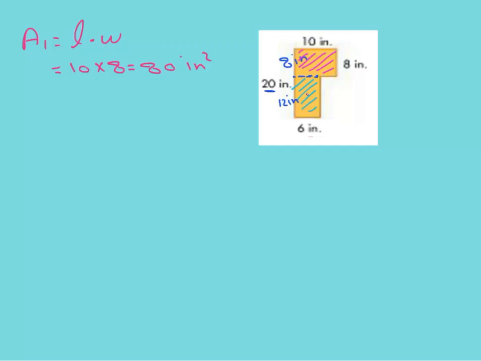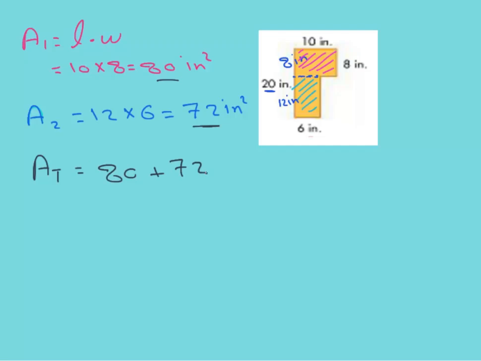The second part, to find the second area, equals length multiplied by width, 12 multiplied by 6. The answer is 72 inches square. Now the total area equals the sum of these two areas. 80 plus 72 equals 152 inches square. This is the total area.